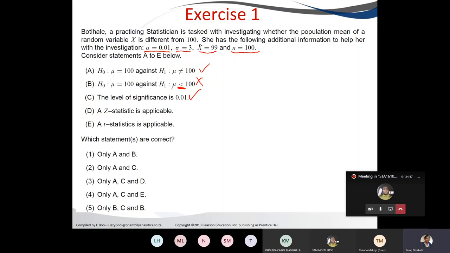Is this a Z test or is it a T test exercise? Z statistic. Is D correct? D is correct because a population standard deviation is given. Therefore, E will not be correct. So you should be able to choose which one is the correct statement. Which one will be correct? It's only A, C, and D. That was an easy exercise to do, actually.